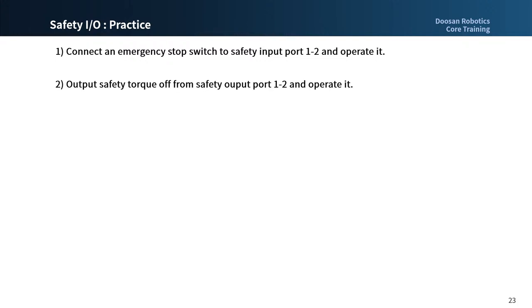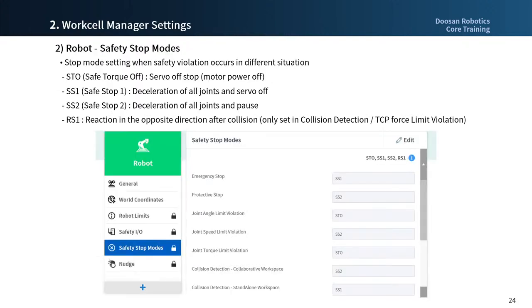We already watched the video for this practice, let's skip. Next is the robot safety stop mode. I briefly talked about the safety stop mode as I explained earlier. STO, SS1, SS2, and RS1, each of the four safety stop functions is set in the safety stop mode. For each violation situation, you can set the four modes in which the robot stops.